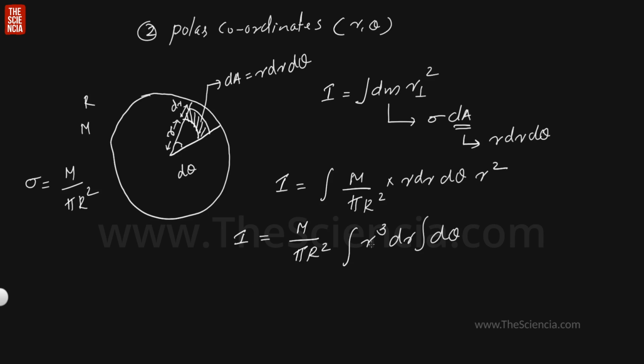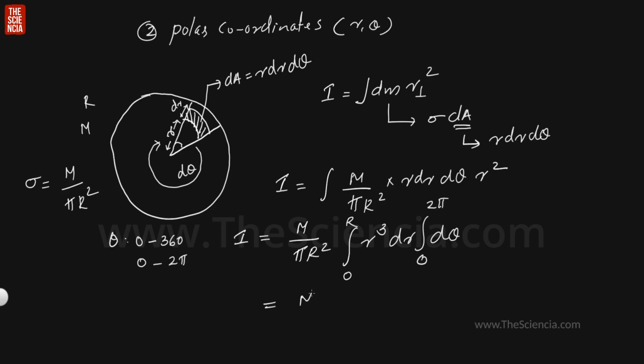Here, what is the limit for r? r is from 0 to capital R. And what is the limit for theta? Theta is varying, this is the d theta variation. So theta is varying from 0 to 360 degrees, that is 0 to 2 pi. So this limit is 0 to 2 pi.